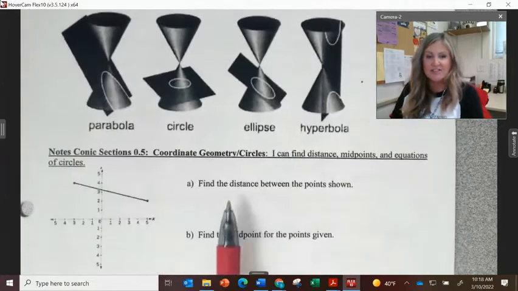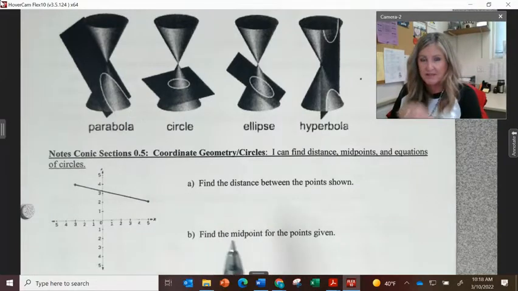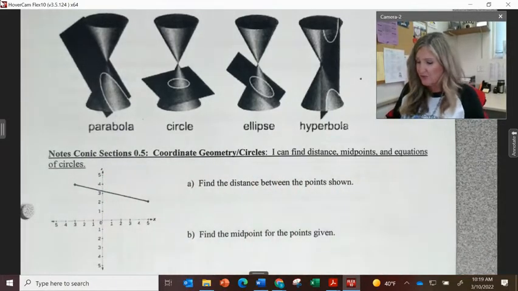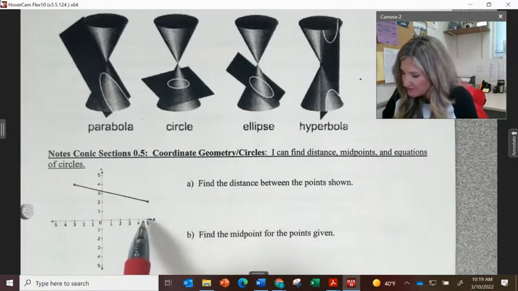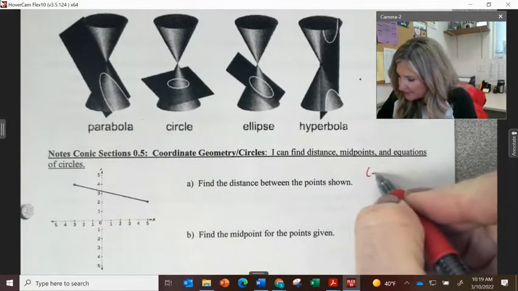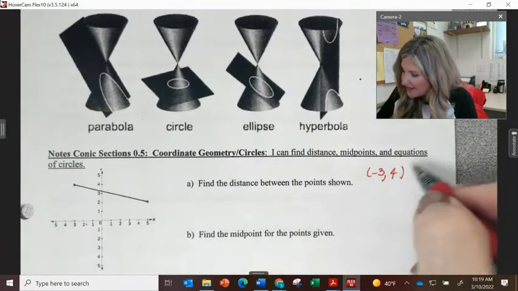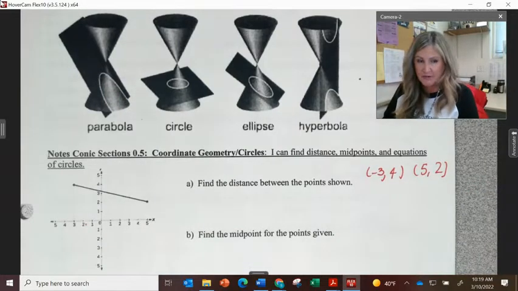Today, though, we're just going to start off by looking at how do we find the distance and the midpoint between 2 points. We have to know this information in order to be able to do more with these conic sections that we're going to be working with. So we're going to find the distance between these 2 points. First of all, I need to know what the points are. So we have this point right here, which is going to be -3, 4. And we have this point over here, which is going to be at 5, 2. And we want to find the distance between them.